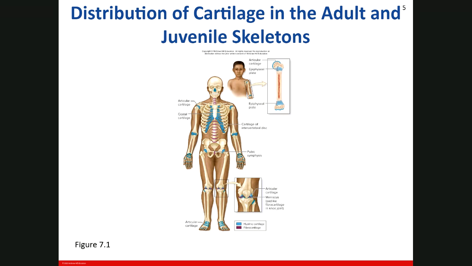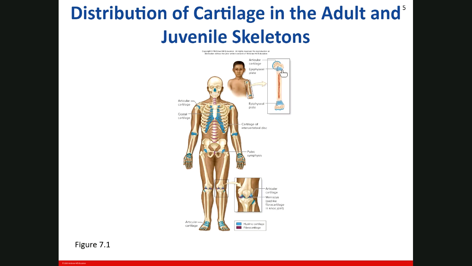To show you the distribution of cartilage in the adult and the juvenile skeleton, look here. In this picture, you can see two different colors for the cartilages. One color is blue, which represents hyaline cartilage, and you can see that the hyaline cartilage is located, as you see in this picture, between the ribs and the sternum. You can see hyaline cartilage in the joints, and all of our joints contain this type of cartilage. You can see this cartilage in the growth plate of the bones.